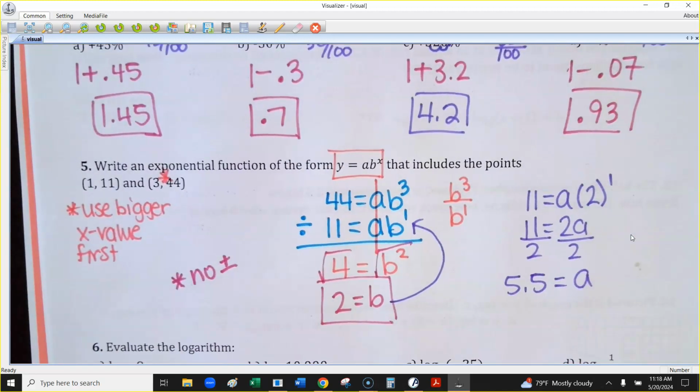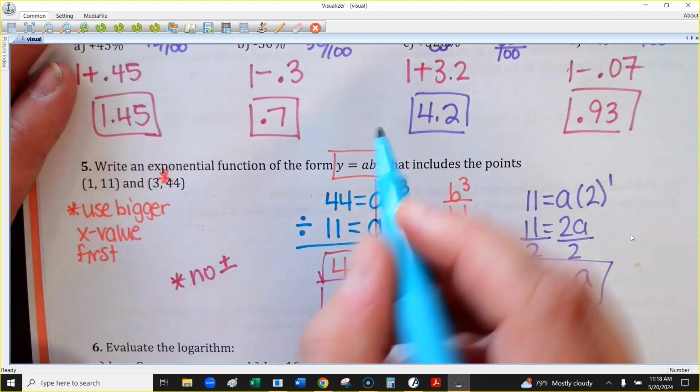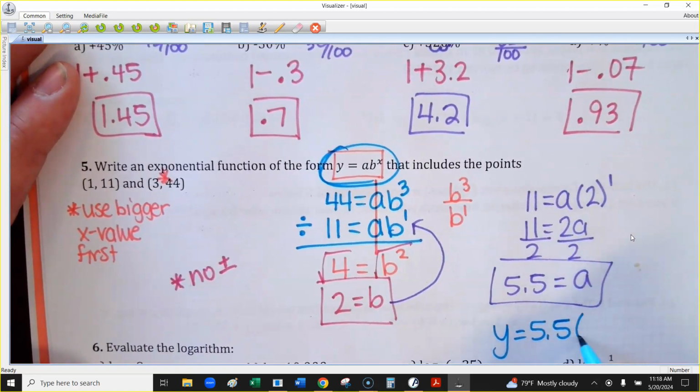The actual answer to the question, you have to plug both of those numbers in to this general form that they're going to give you in the problem. So this is y equals... Don't multiply these together, just keep them separate. 5.5 times 2 to the x.